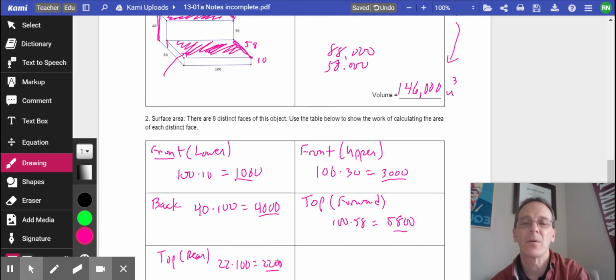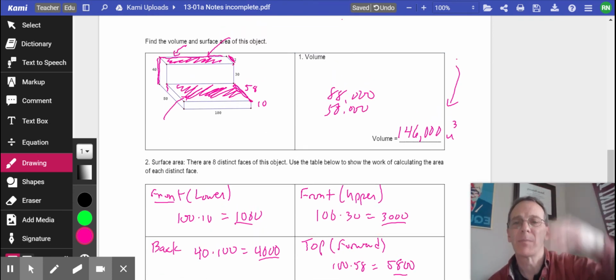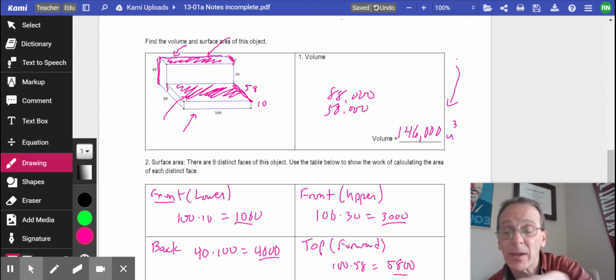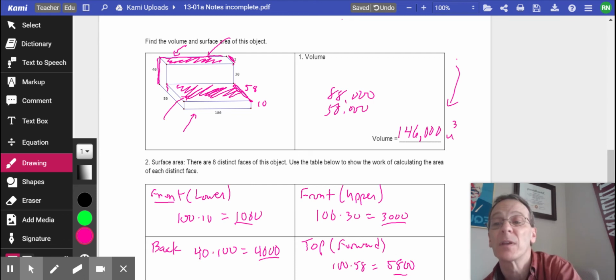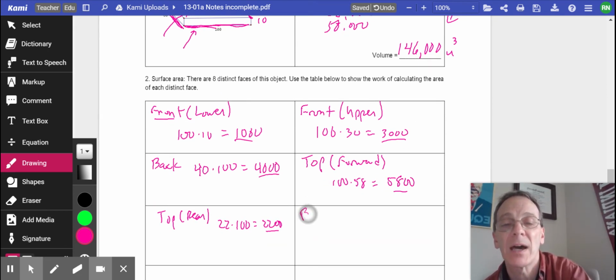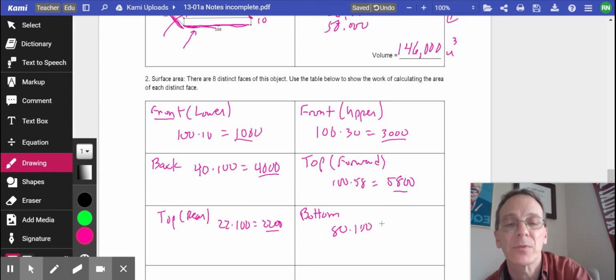Now, what's opposite the top? The bottom. The bottom we, again, really can't see. It's underneath this whole thing. It's one rectangular surface that measures 80 from front to back and 100 from side to side. So there's just one section of the bottom or the floor, and that would be 80 times 100, which is equal to 8,000.